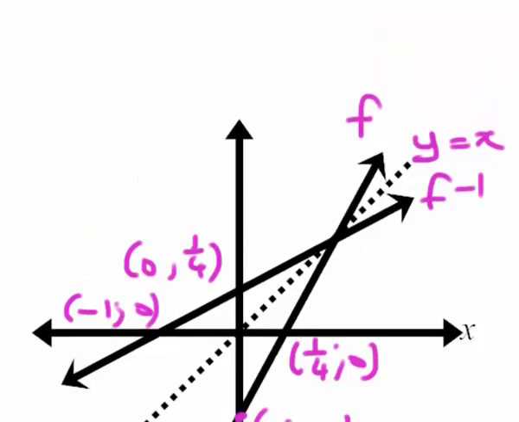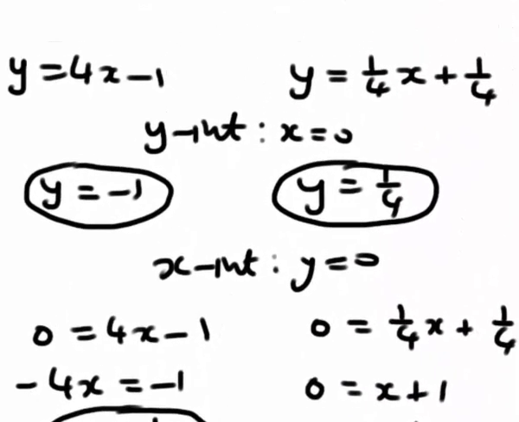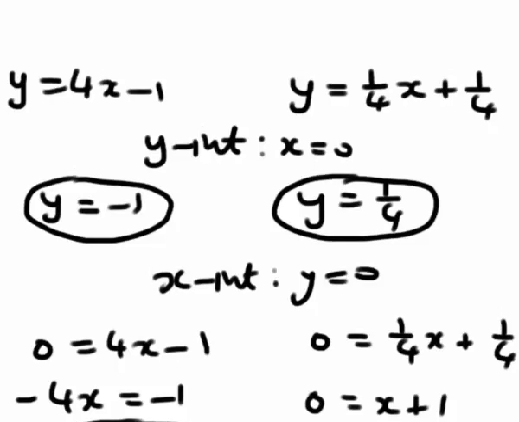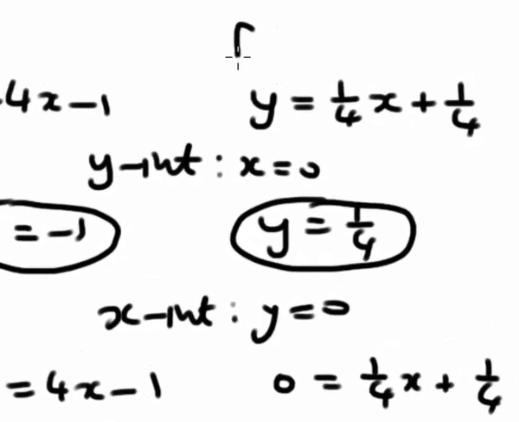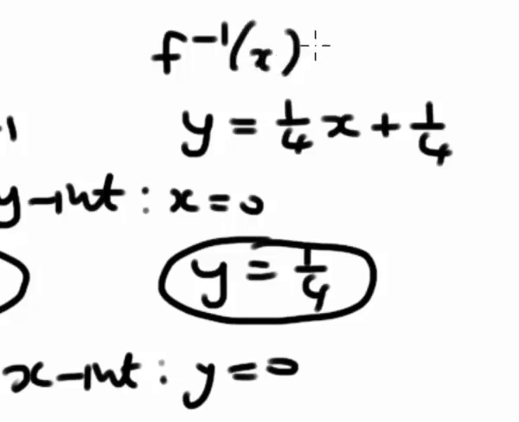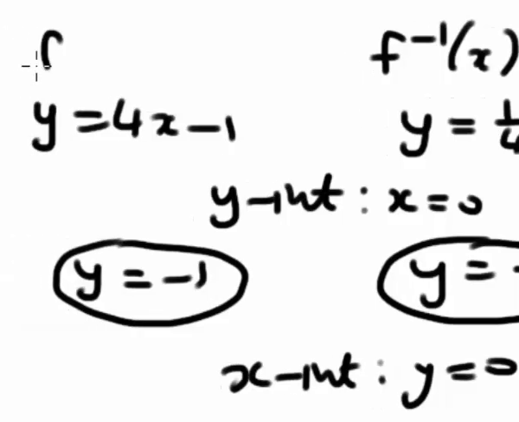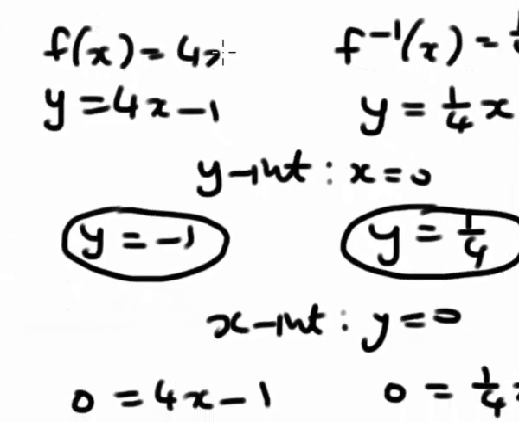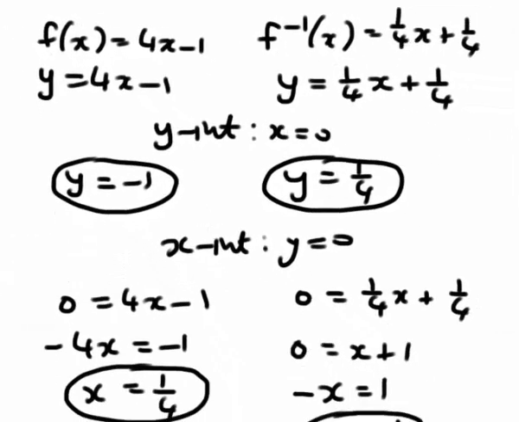And remember also, importantly, if you look at this graph here, what would be the inverse? What could we write it as well? f^-1(x) = 1/4 x + 1/4. Okay, so this is the graph of f(x) here. This is the graph of its inverse, and we've got the graph.